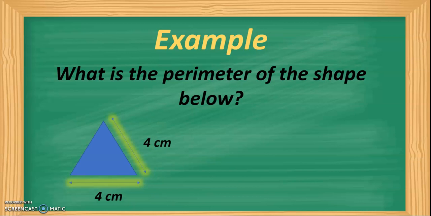Alright, so here we have a triangle, something different from the square. But here we have an equilateral triangle, meaning all sides are equal. So we see here that this side measures 4 centimeters, this side measures 4, and this side would also measure 4 centimeters. So to find the perimeter, we would add all 3 sides. So we're adding the distance around. Remember, the perimeter is the distance around. When we add 4 three times, we would end up with 12 centimeters.